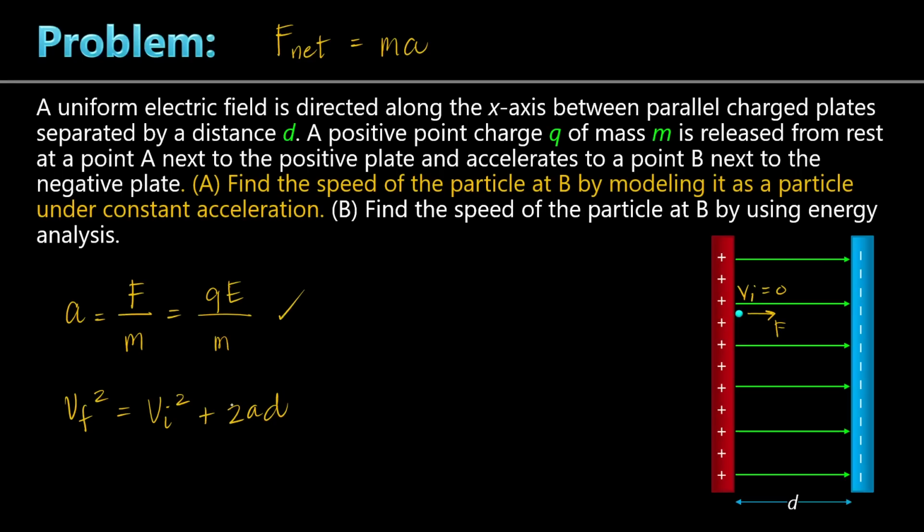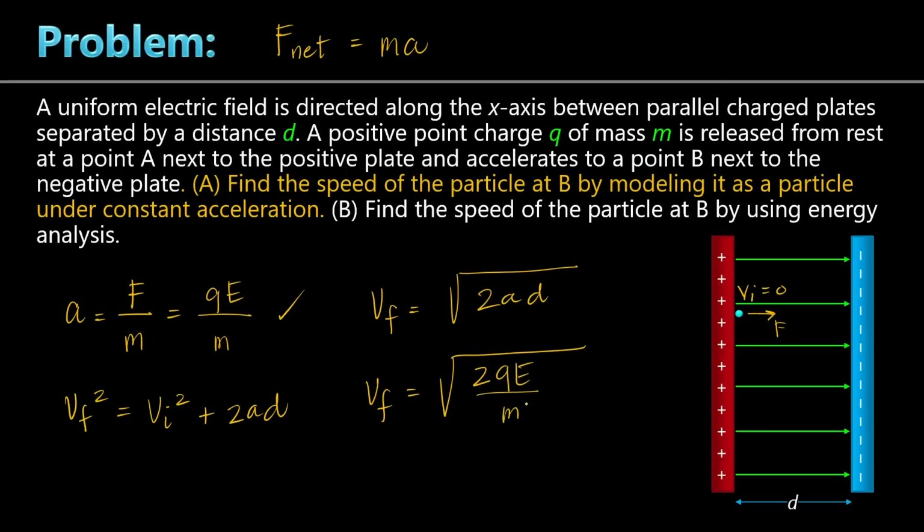'Di ba? Yung Vf, makokompute na natin ngayon. Vf is equal to the square root of 2AD. Yan. Tapos, yung acceleration kanina, na-compute na natin. That's QE over M. So, palitan lang natin ha. Magiging 2 times QE over M multiplied by D. Yan. So, kung aayusin ko ang pagkakasulat, magiging ano na lang siya?